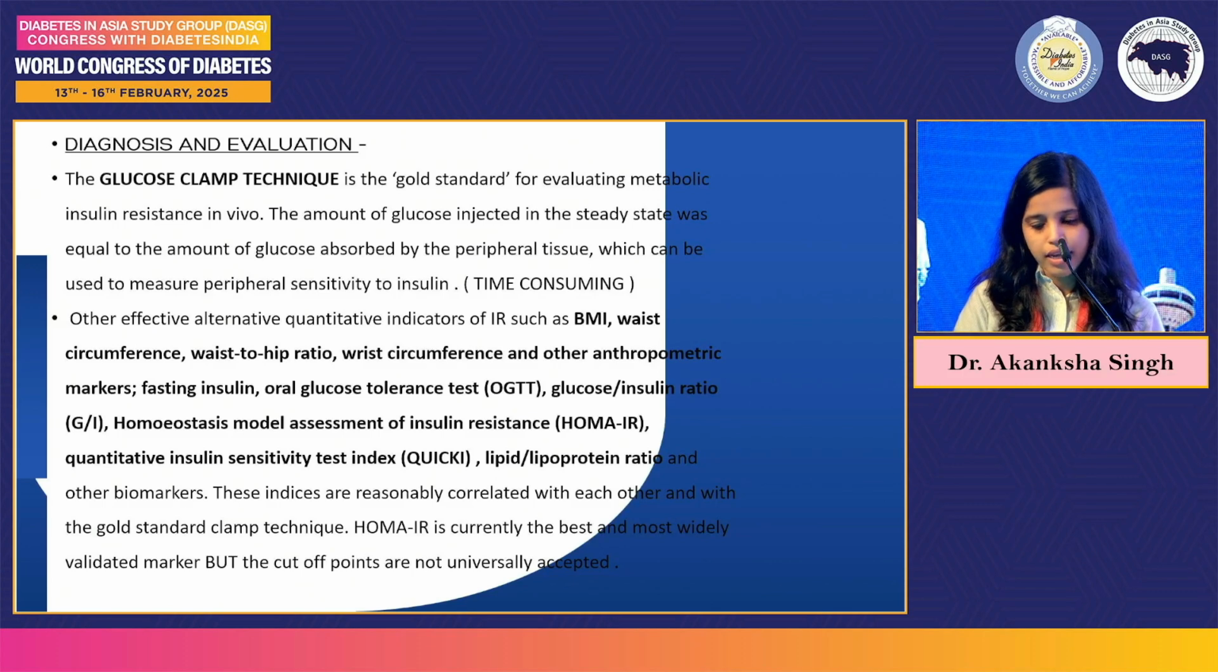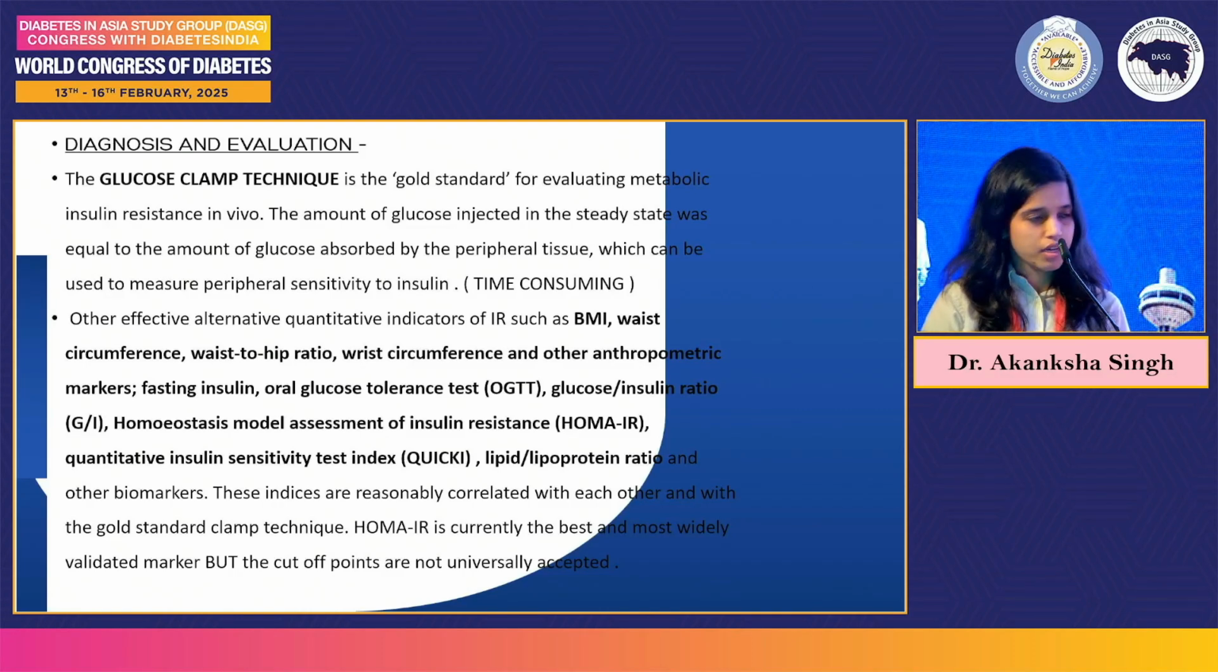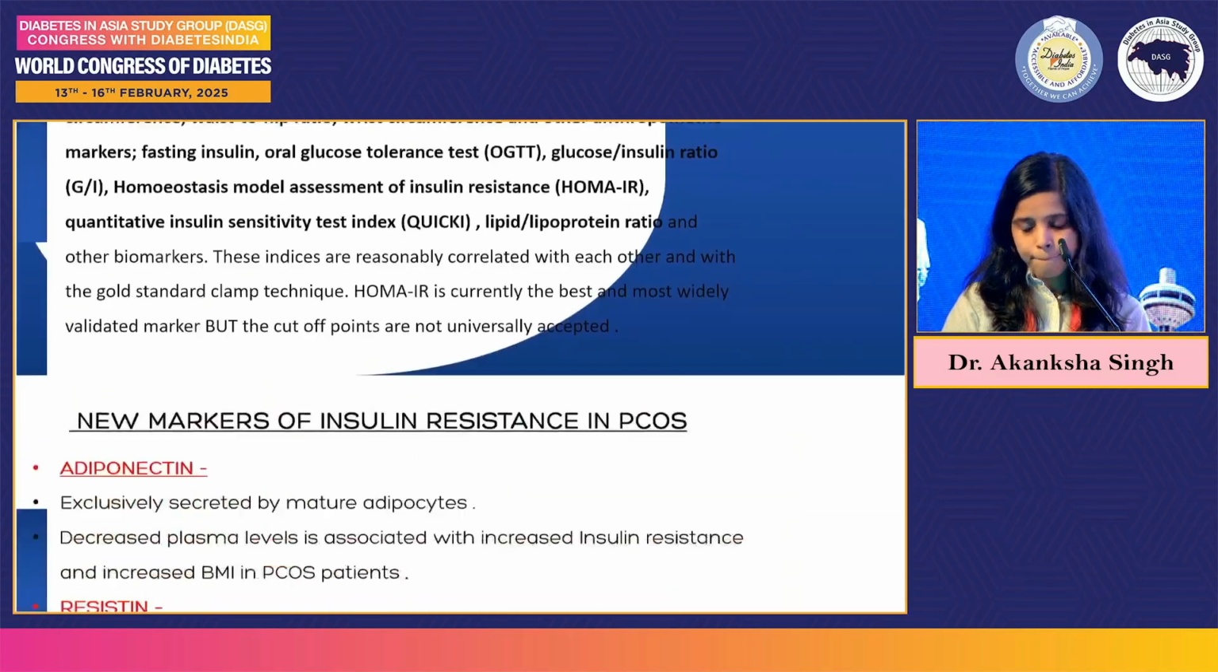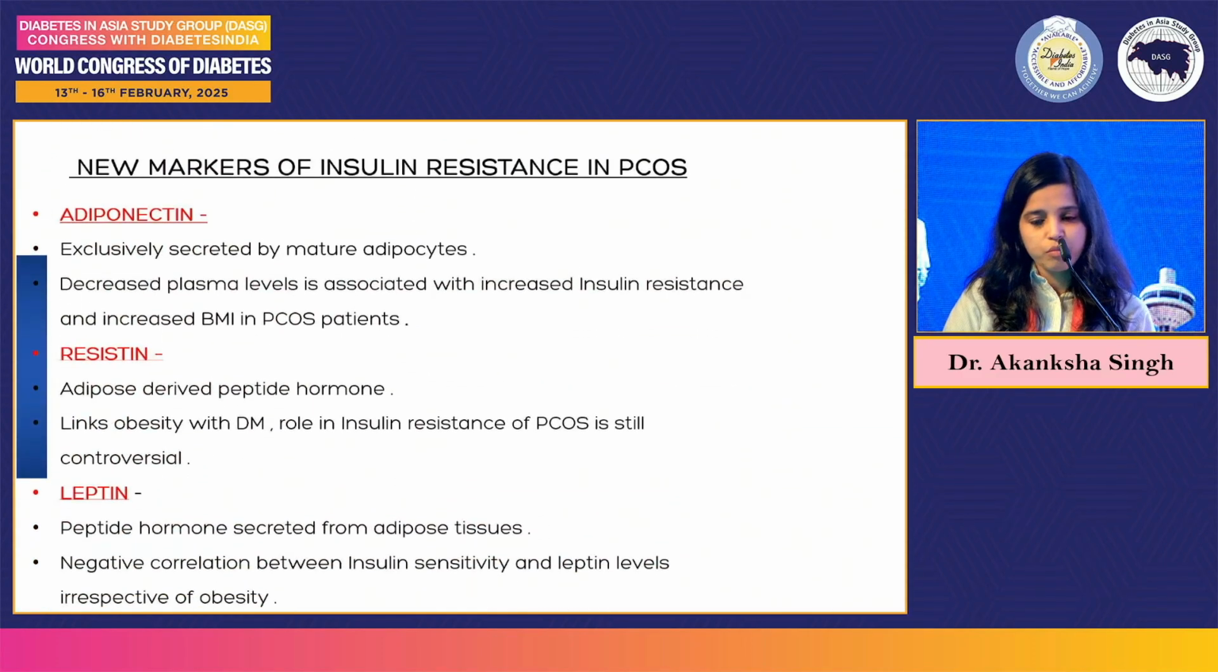These indices are reasonably correlated with each other, and with the gold standard clamp technique, HOMA-IR is the best and the most widely validated marker, but the cutoff points are still not universally accepted. So what are the new markers of insulin resistance that are still in the study phase?